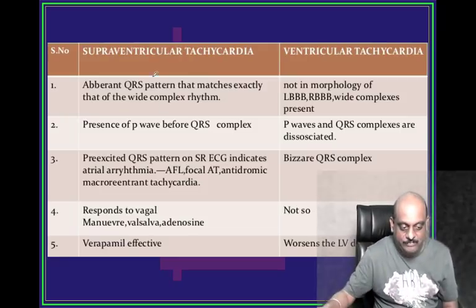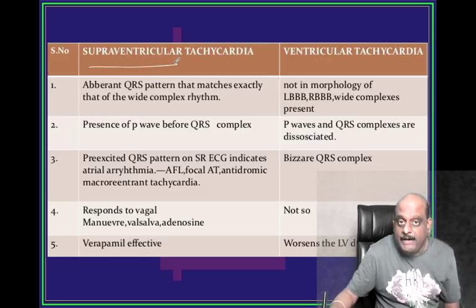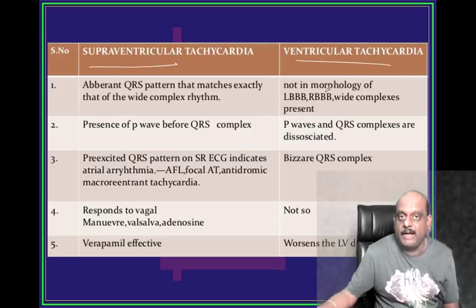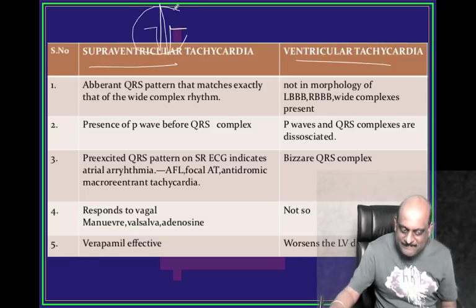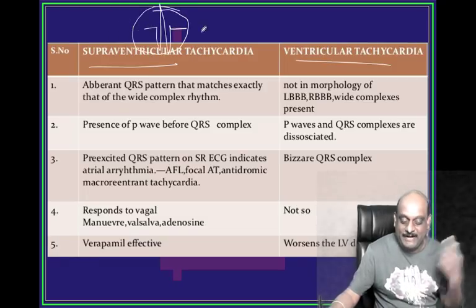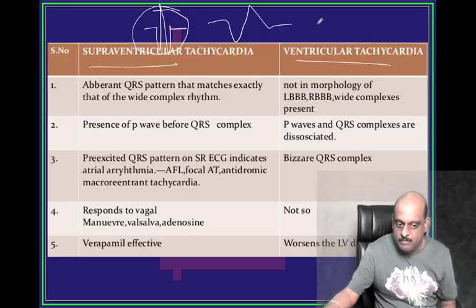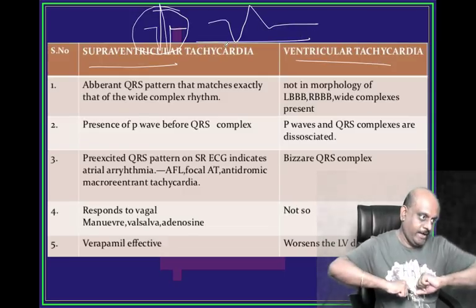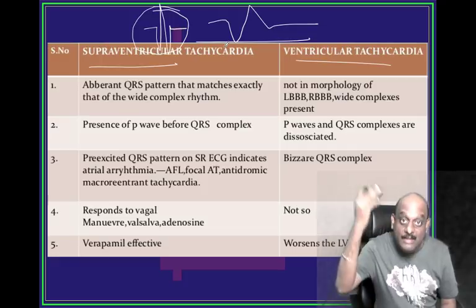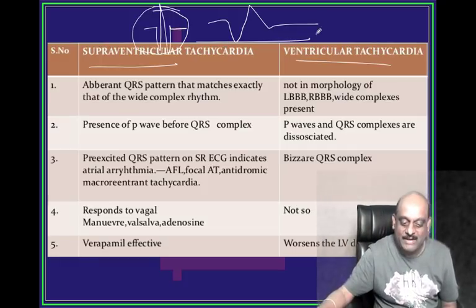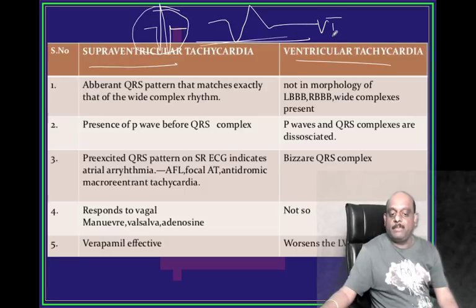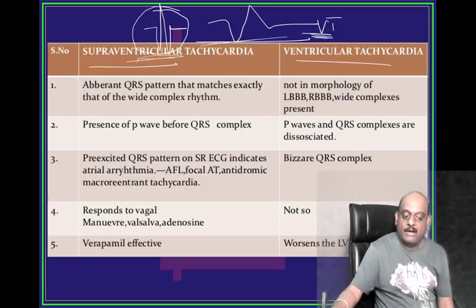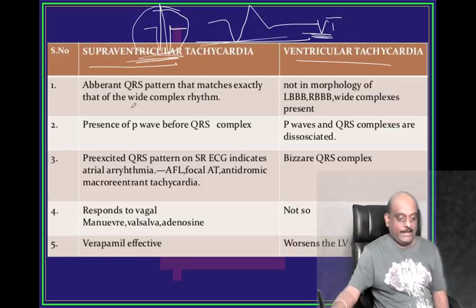What is that? Supraventricular tachycardia versus ventricular tachycardia. Generally, what is the rule? If the QRS is looking slim, it is supraventricular. If the QRS is broad and wide, then that is VT, ventricular tachycardia. Broad QRS complex means ventricular, otherwise supraventricular.